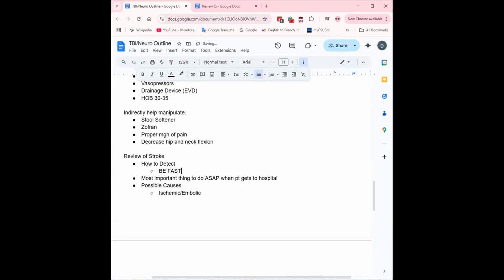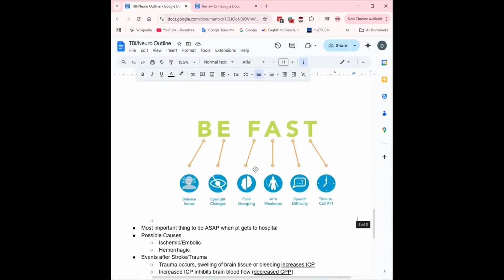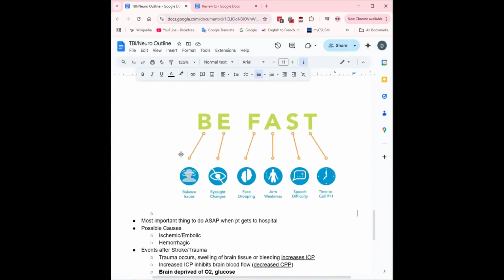I'll just grab a picture because it's easier than writing the whole thing. BE FAST. If you guys have this down, you'll be able to incorporate it. B is for balance, so if they're not able to walk in a straight line or they're getting disoriented really easily. E is for eyesight changes, so blurred vision or changes in their vision, maybe one pupil is more dilated than the other.